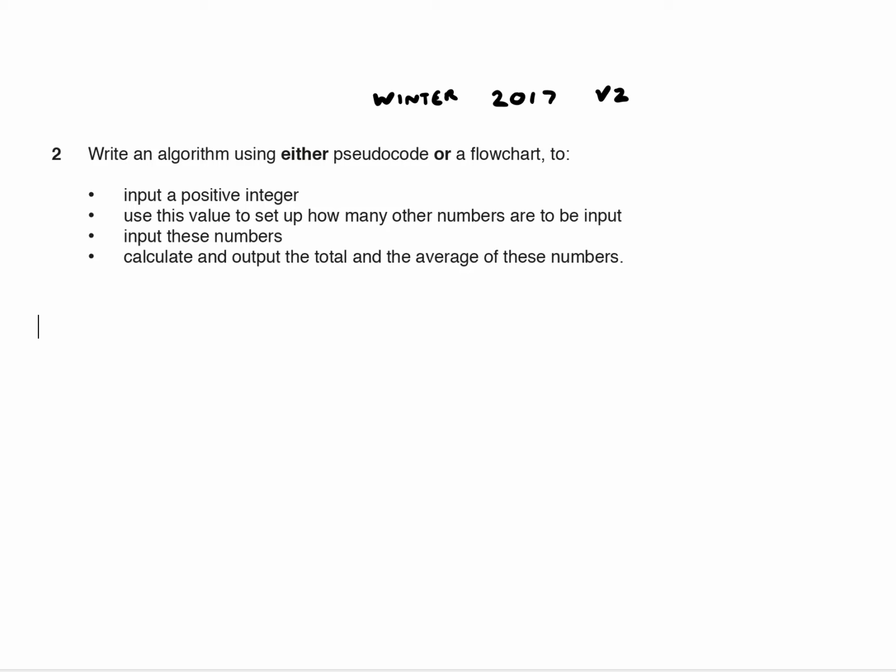From there you will notice that these two are linked, in that if you were to write the number 10 for the first initial integer, this should come up 10 times. It should be asking you for 10 numbers. If that first initial value was 2, then this bit would ask you for only 2 numbers. Once you've inputted the numbers, it's going to ask you to calculate and output the total and the average of these numbers.